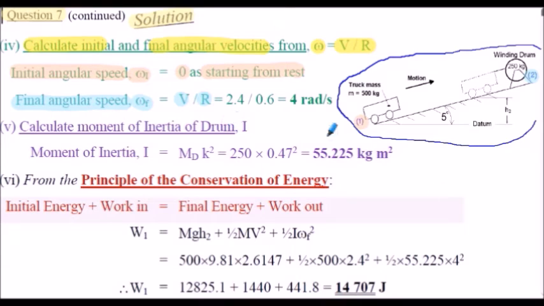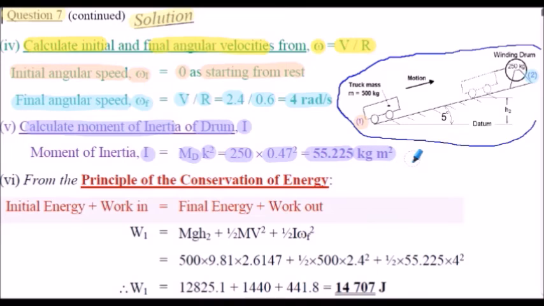So that's v of 2.4 meters per second divided by an r of 0.6 meters. So 4 radians per second is the angular velocity of the drum when the truck has been pulled to the top of the incline. We can calculate the moment of inertia of the drum, symbol I here. I is equal to m k squared, so that's mass of the drum multiplied by the radius of gyration squared for the drum. So 250 kilograms multiplied by 0.47 squared, so 55.225 kilogram meter squared is the moment of inertia for the winding drum.